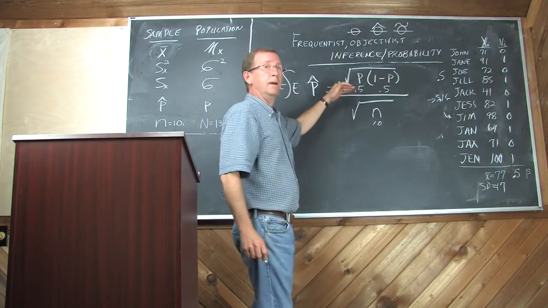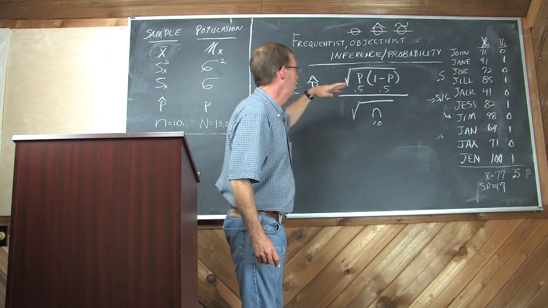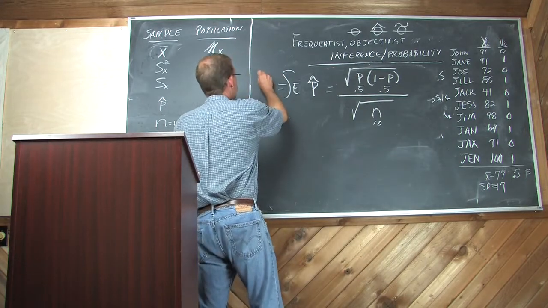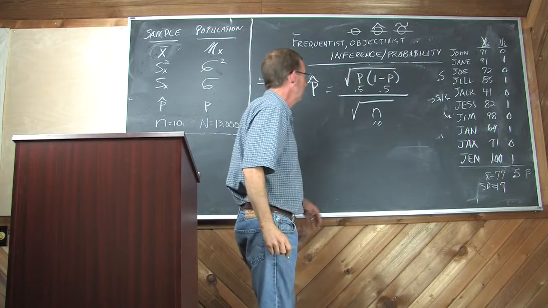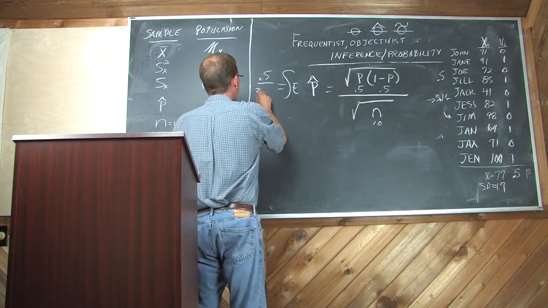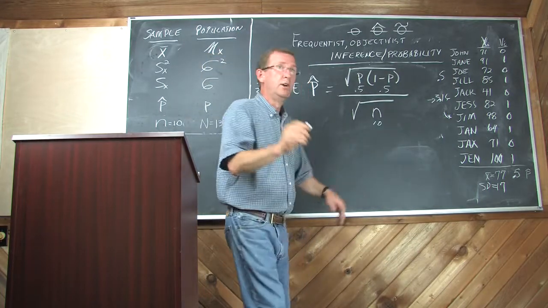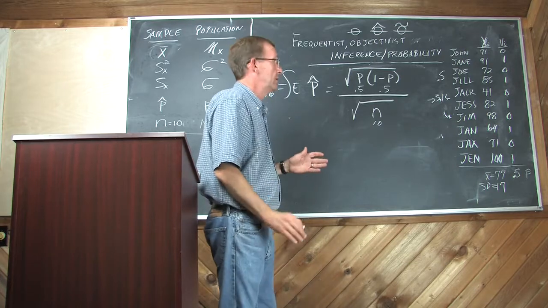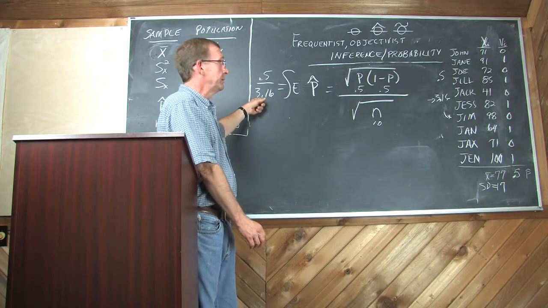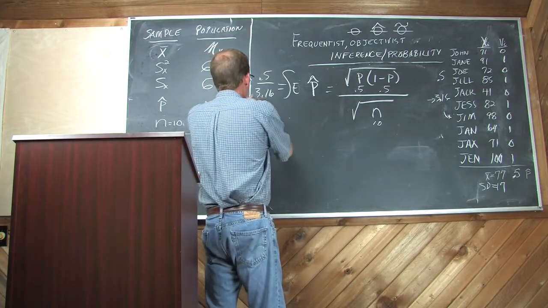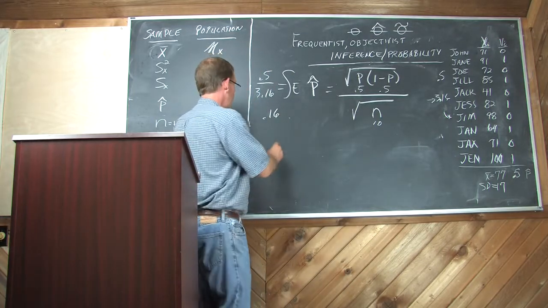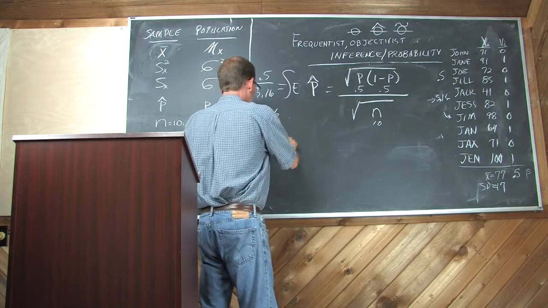I'll put them over here. Square root of that, 0.5 times 0.5 is 0.25. The square root of 0.25, of course, is 0.5. So the numerator there is going to be 0.5. And square root of n equal 10, I think we already saw, is 3.16. And now let's build a confidence interval where we do two standard deviations. This thing here, 0.5 divided by 3.16 is going to be about 0.16. Now we're going to do 2 standard deviations, so twice that is going to be about 0.32, right?